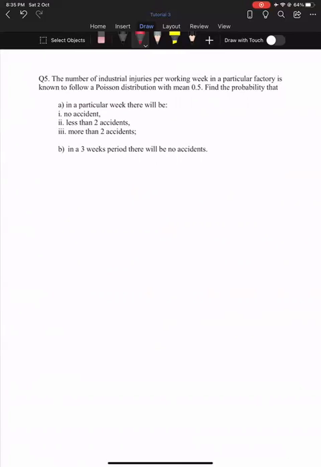The number of industrial injuries per working week in a particular factory is known to follow a Poisson distribution. Okay, so we'll take the number of industrial injuries per working week in a particular factory as X. So X follows a Poisson distribution with the mean 0.5, so lambda is 0.5. Find the probability that in a particular week there will be no accident.